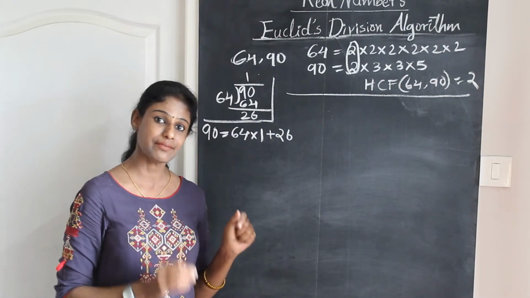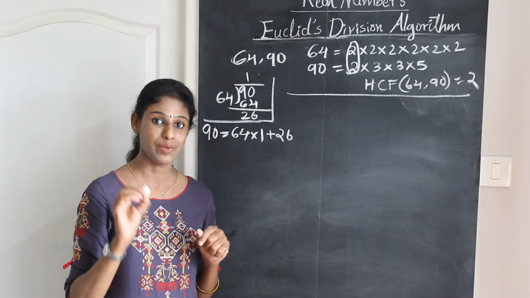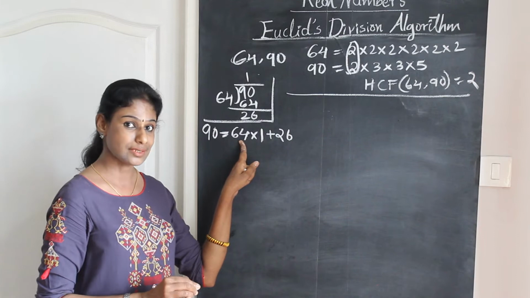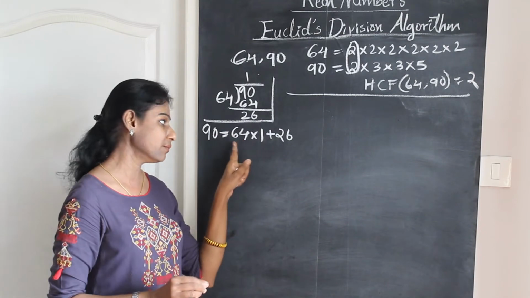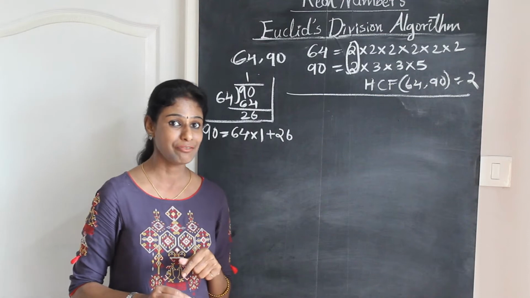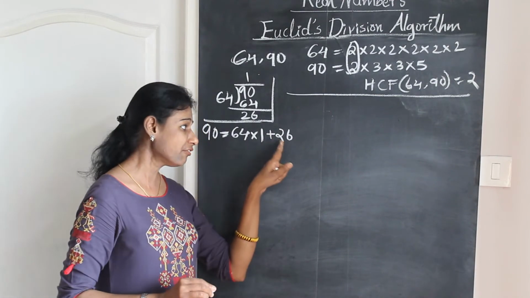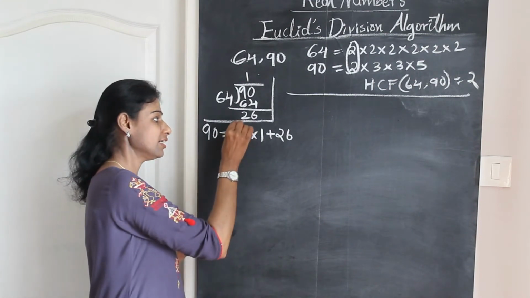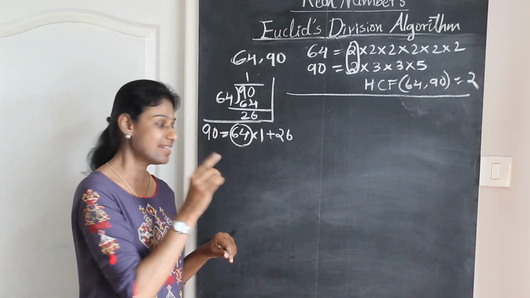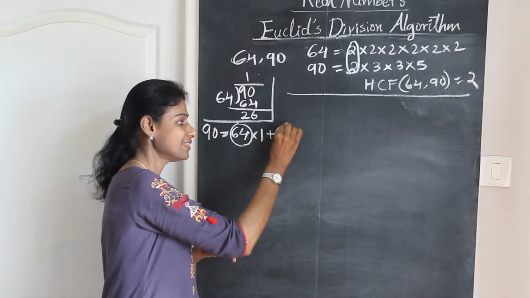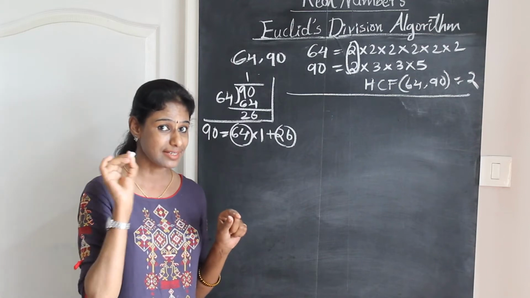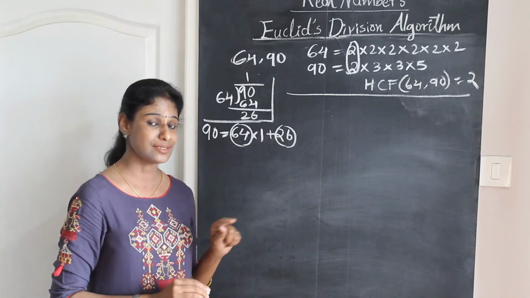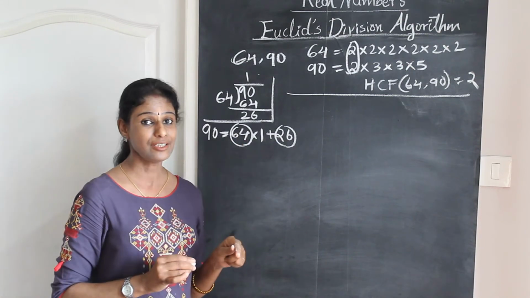After writing like this, check whether the remainder is 0 or not. If the remainder is 0, that means this number is divisible by 64 and therefore in that case this divisor itself will be the HCF of the numbers. Very clear. Now if the remainder is not equal to 0, we need to repeat this procedure by taking the numbers as this divisor and this remainder, and Euclid's division lemma says that this remainder will always be less than that of the divisor. So now we have the numbers 64 and 26.